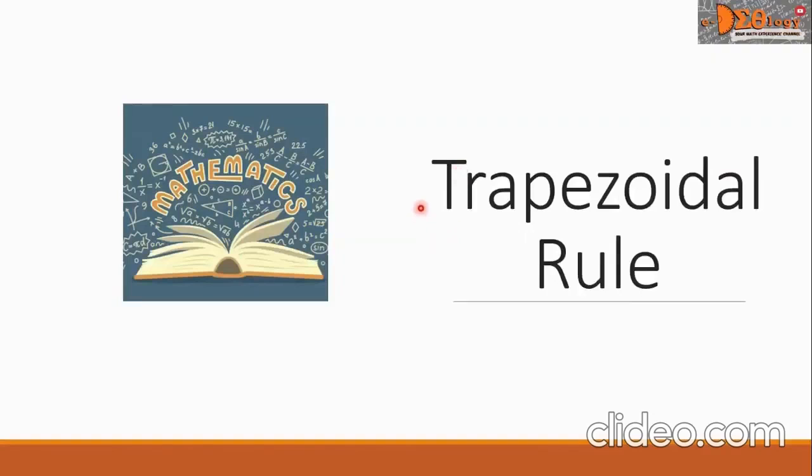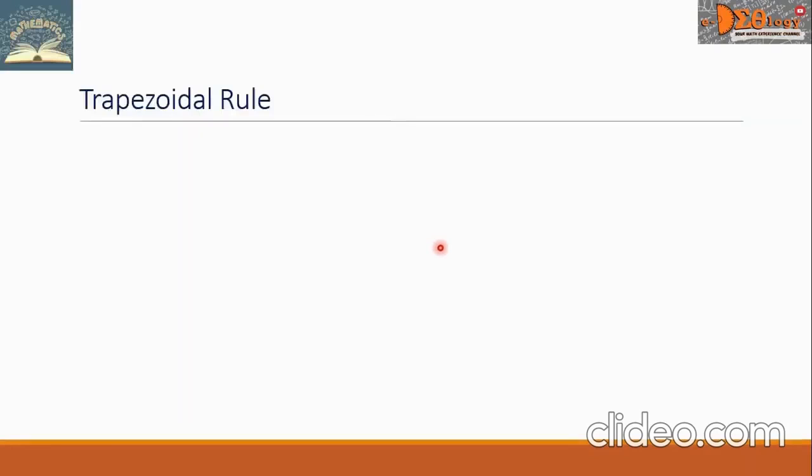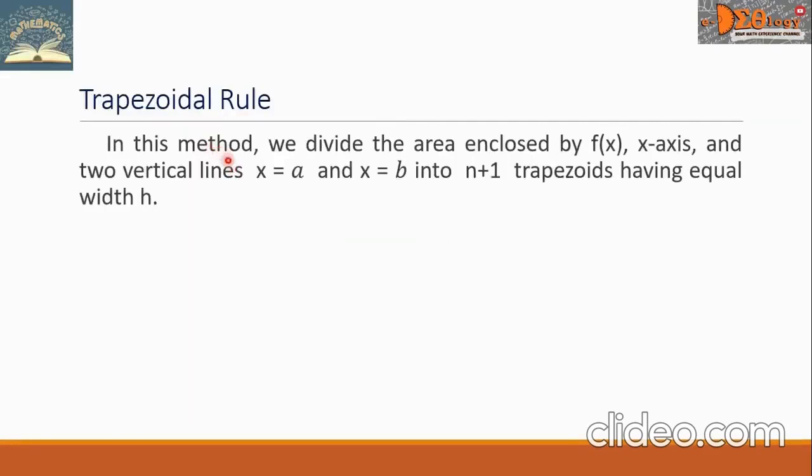Today we're going to study the trapezoidal rule. In this method, we divide the area enclosed by f of x, the x-axis, and the two vertical lines, x equals a and x equals b, into n plus 1 trapezoids, having equal width, that is h.